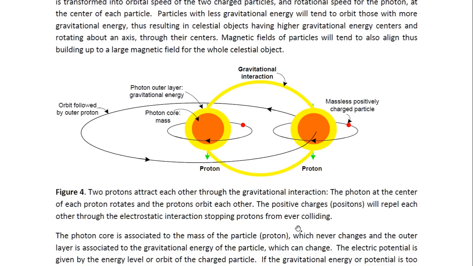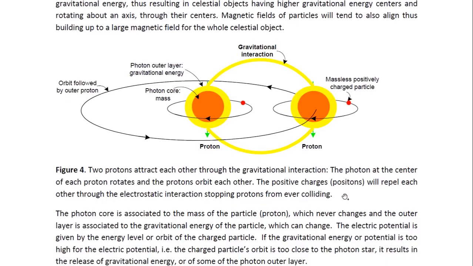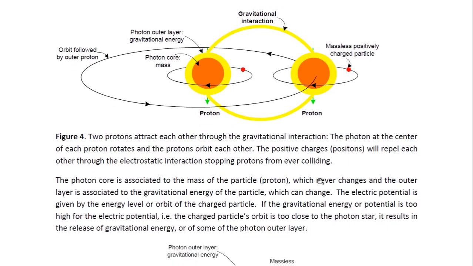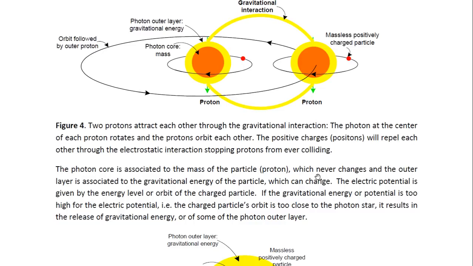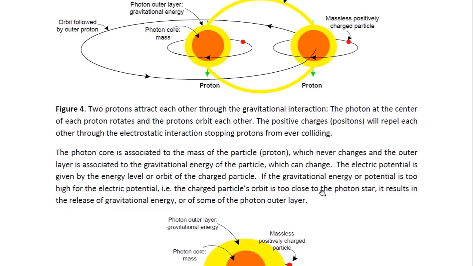The positive charges, the positons, will repel each other through the electrostatic interaction, stopping protons from ever colliding. So these are the positons orbiting on the outside, and they will repel each other, so they will keep the two protons from ever getting too close. And there you are. Now, the photon core is associated to the mass of the particle, in our example a proton, which never changes, and the outer layer is associated to the gravitational energy of the particle, which can change.